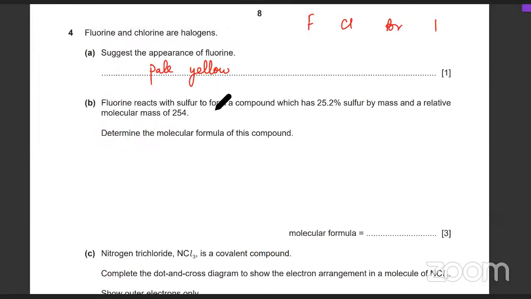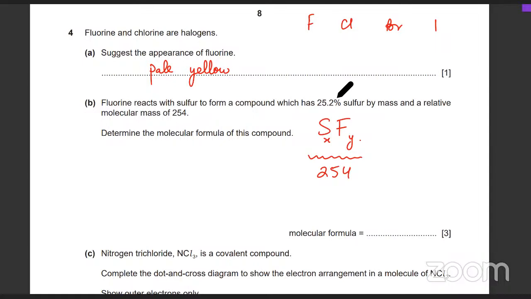Now fluorine reacts with sulfur to form a compound which has 25.2% by mass of sulfur and a relative molecular mass of 254. Determine the molecular formula of this compound. तो सल्फर और फ्लोरीन मिलके are forming a compound. We don't know what the compound is. But what information they've given us is that the whole thing has a molecular mass of 254.